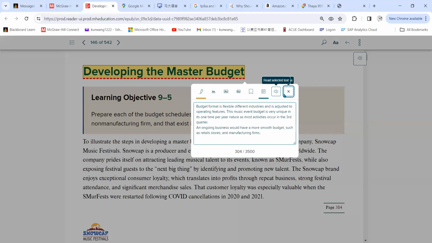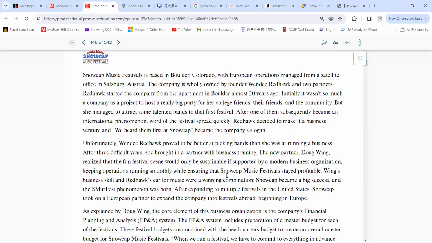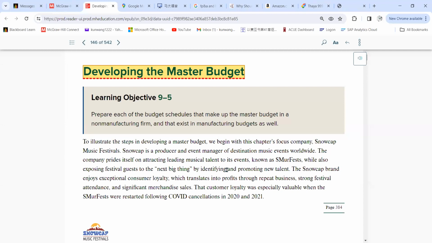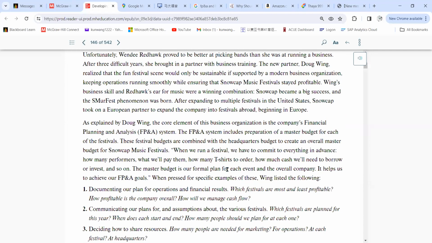You can even have the book read aloud, for a lot of parts or the whole chapter, or you can select a few paragraphs. When you work on something else, you just want to hear the text rather than reading it. So there are other formats of going through the information. So let's go through. They have some background introduction of the music events and the company's background.